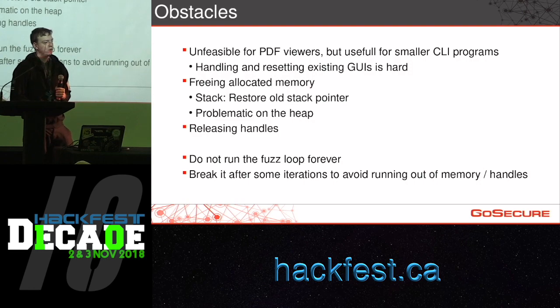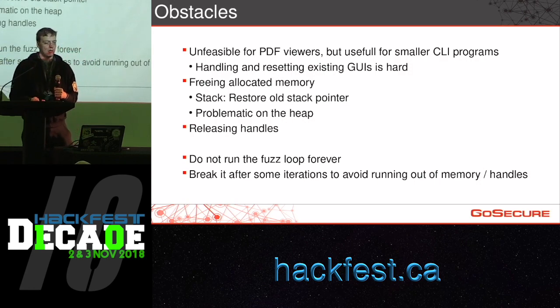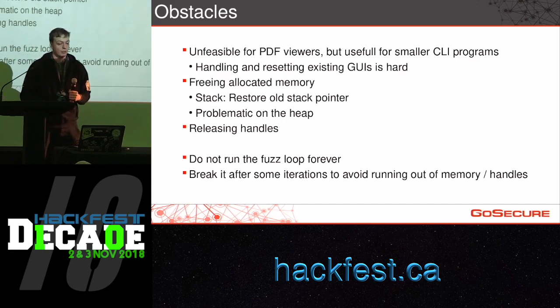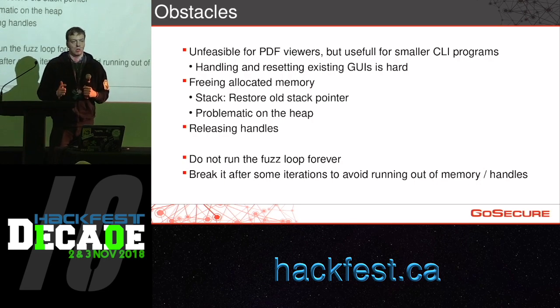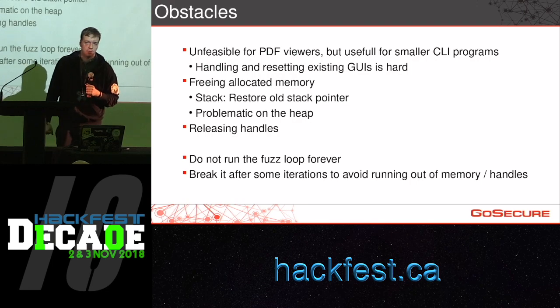That's not very difficult to do for the stack, because all we have to do is reset the stack pointer. But for the heap, it's a problem, because we would have to hook malloc or the allocation function so that we have pointers that we can individually free again. This is a lot of overhead again. The same goes for the handles. For smaller programs, as we've just seen, I just don't run the fuzz loop forever, because it would run out of memory at some point. That's not something that we can use for PDF viewers, but for smaller command line applications, that's something that we can do.